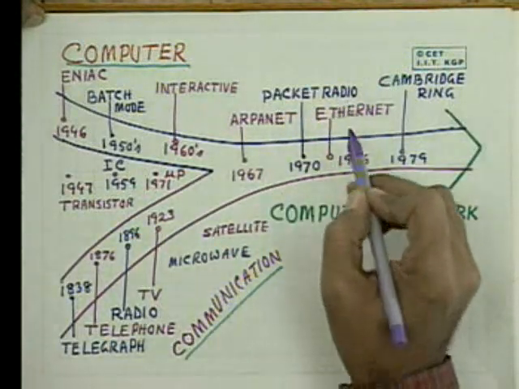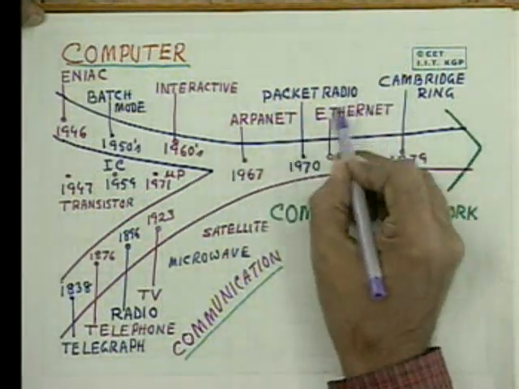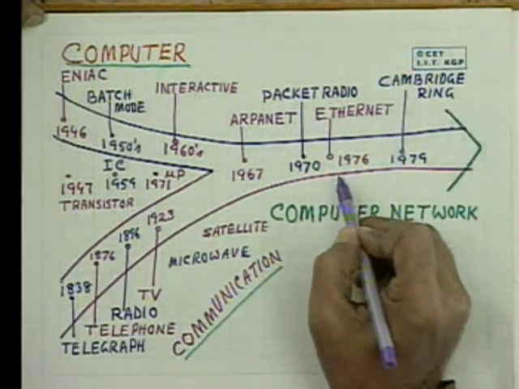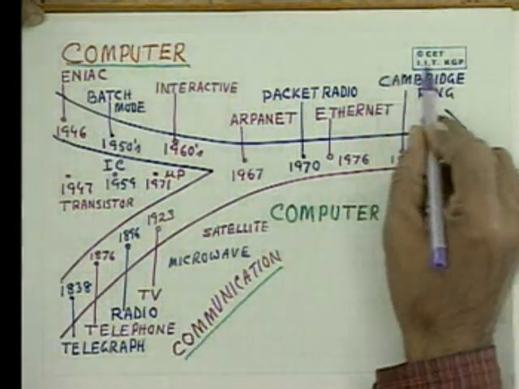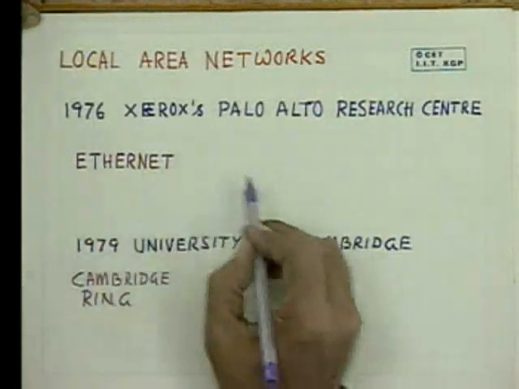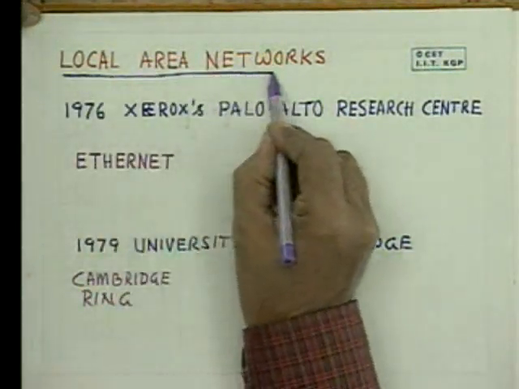It was felt that there was a necessity for the development of faster communication techniques and technology like packet radio. In the University of Hawaii, packet radio technology was developed. Ethernet technology was developed in the year 1976. Cambridge ring was developed in 1979. Actually, these are essentially local area networks.